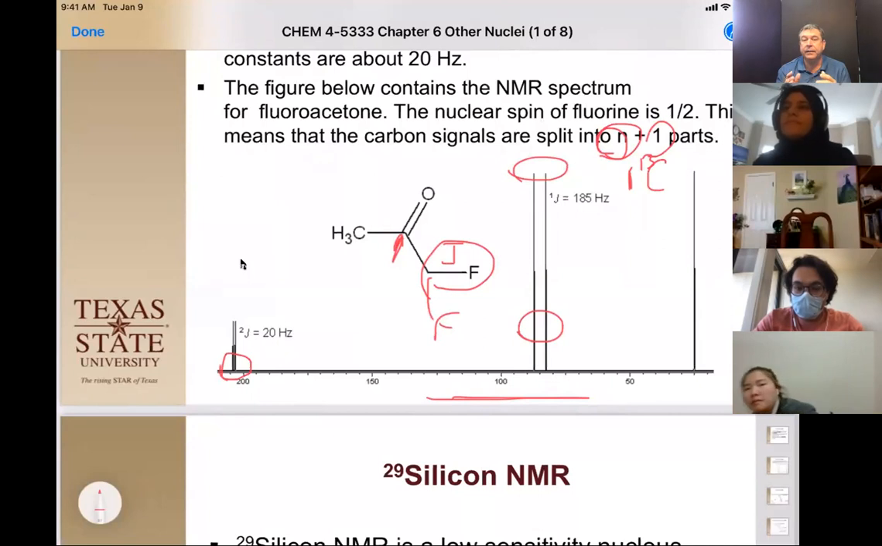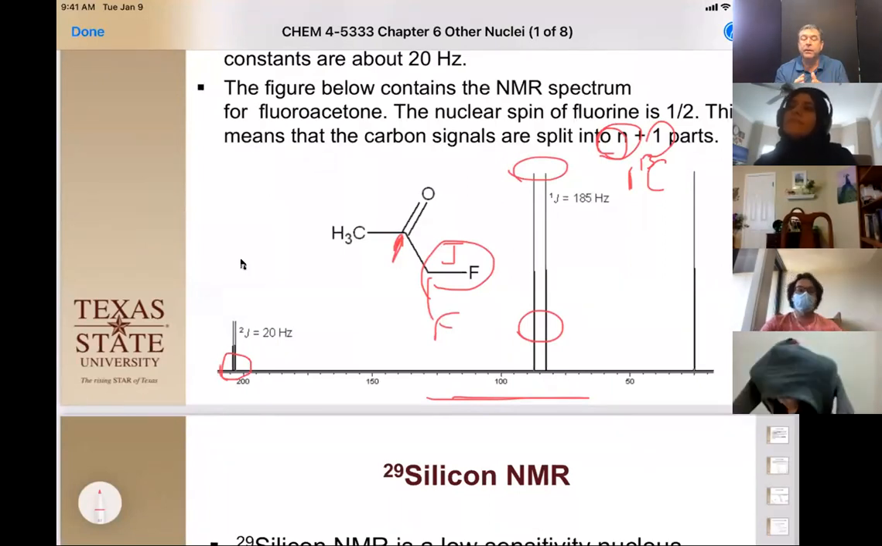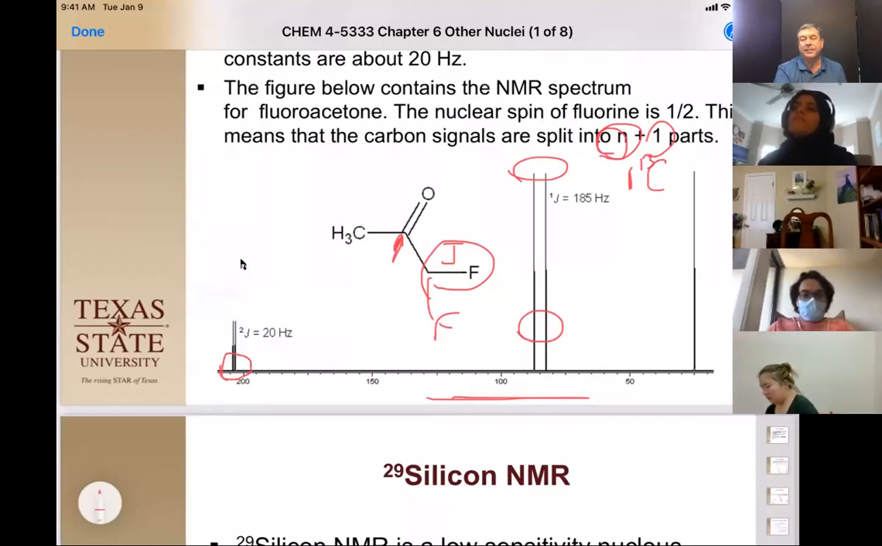Because again, they're equivalent to each other. In fluorine NMR, we get one signal, but in the carbon coupling with the fluorine, we would get a triplet. Very great question. I was actually just getting to that. That's great.